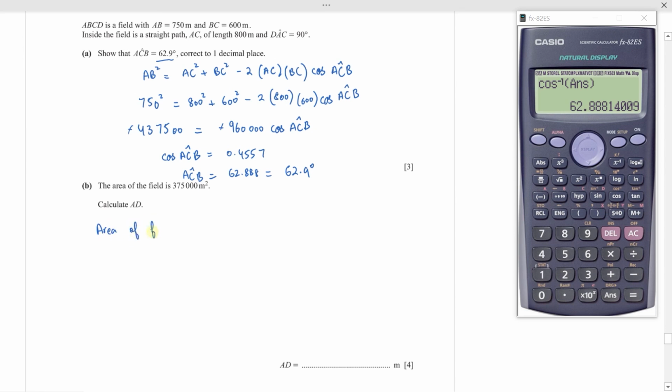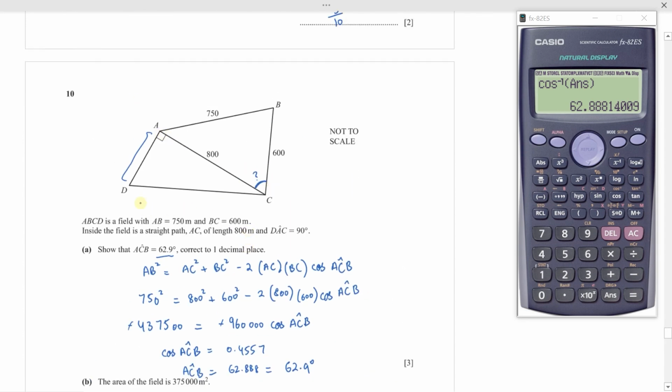Area of field equals area of triangle ACD plus area of triangle ABC. So area of field is 375,000. What is the area of triangle ACD? ACD is this right angle triangle. AD is unknown, so this is the height of this right angle triangle. It's 800 and the base is AD.